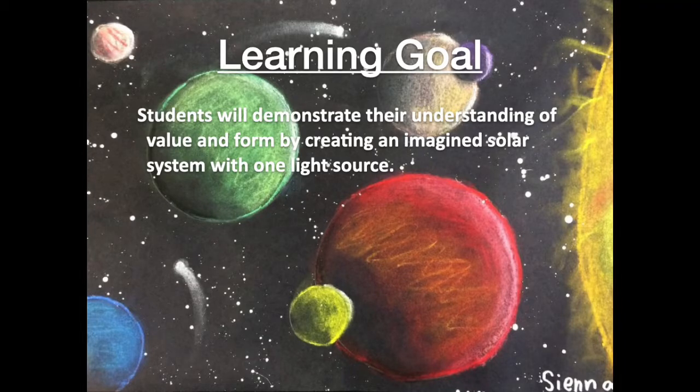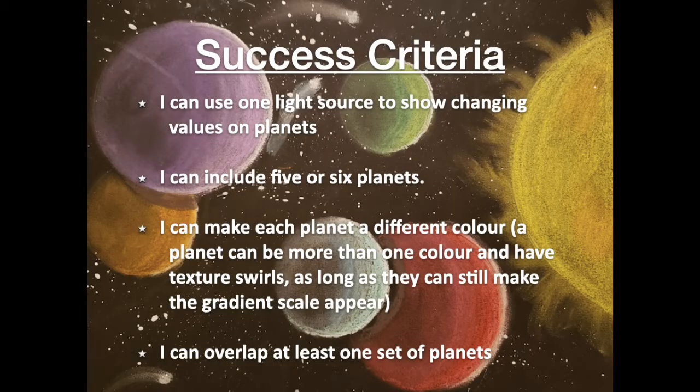Students will demonstrate their understanding of value and form by creating an imagined solar system with one light source. I can use one light source to show changing values on planets. I can include 5 or 6 planets. I can make each planet a different color.